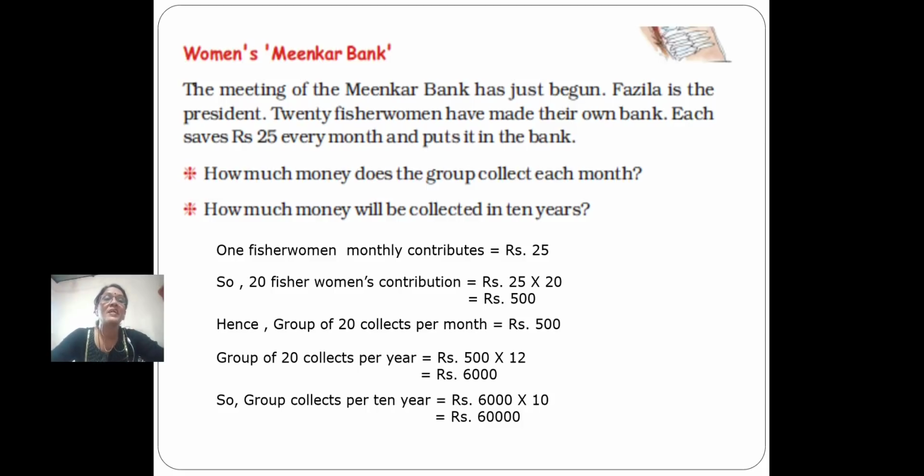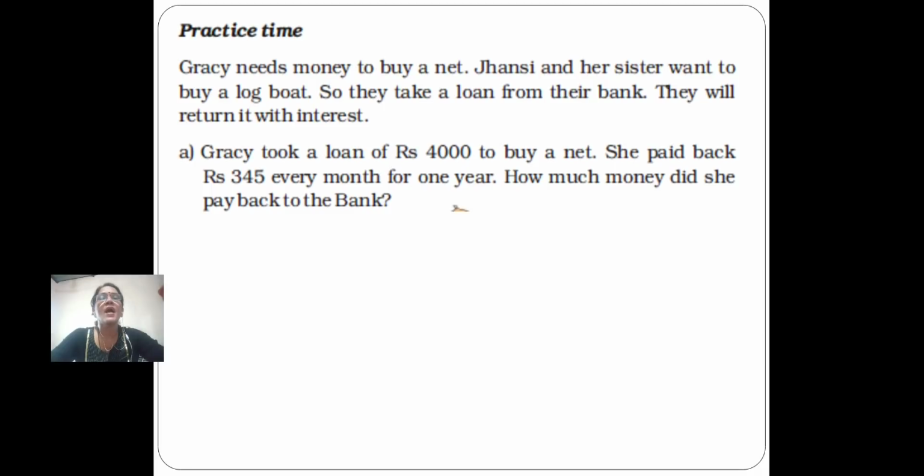Okay, come on. Now we move to the next sum. Now there's a practice sum here. Now there's a practice time, again a word problem. Again a worksheet will be shared. So before that we will discuss it now. Okay, now again Gracie has been here. Gracie needs money to buy a net. She wants to buy a net. Net means fisher net, fishing net. Yeah. Jhansi and her sister want to buy a logboat. Now Jhansi is there and her sister, they want to buy a logboat. You know, we have studied about a logboat, the small logboats.